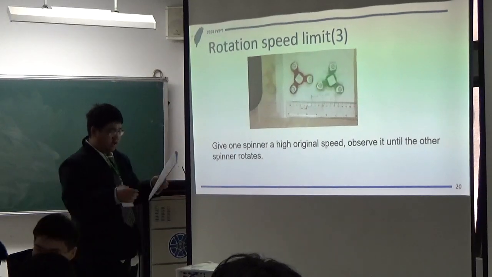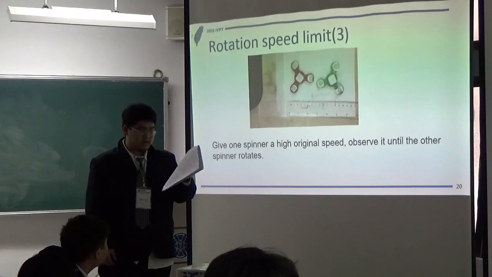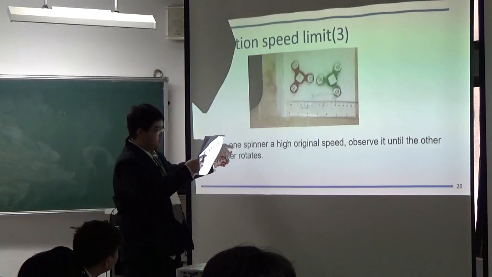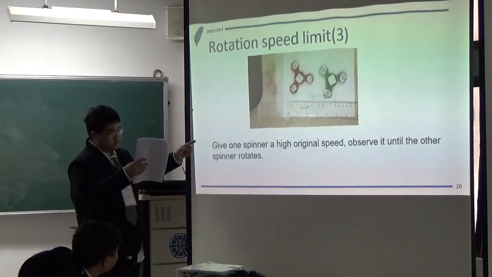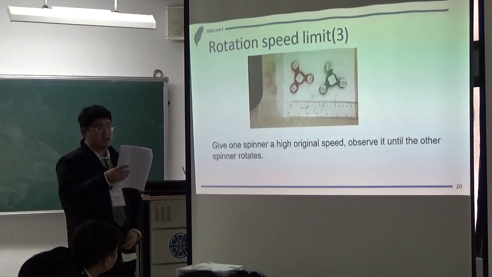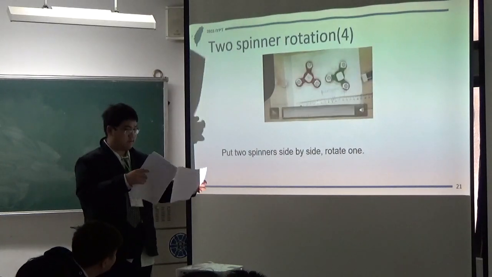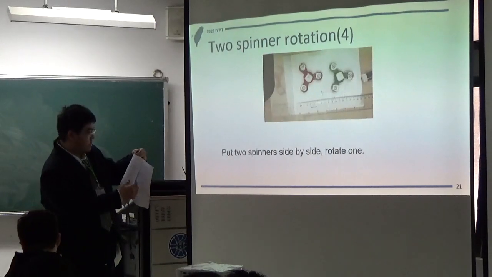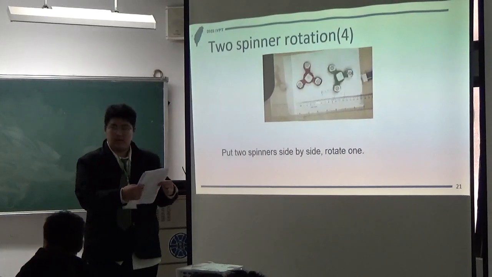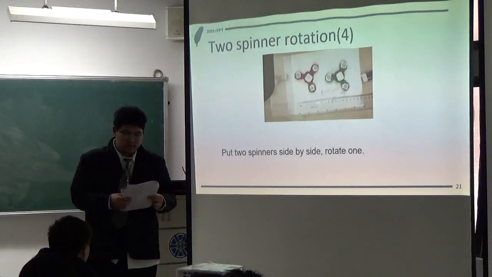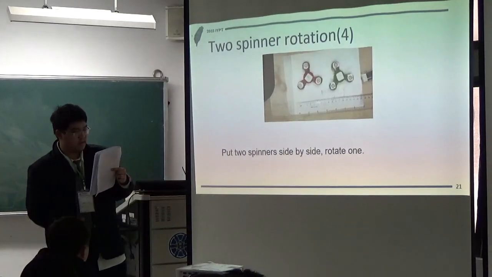We also wanted to know how fast the rotating spinner can make the other steel one rotate. So we gave one spinner a high original speed of 30 until the other spinner rotates. I then wanted to confirm the period relation and reproduce the phenomenon. We put two spinners as in the problem statement, then observe them.